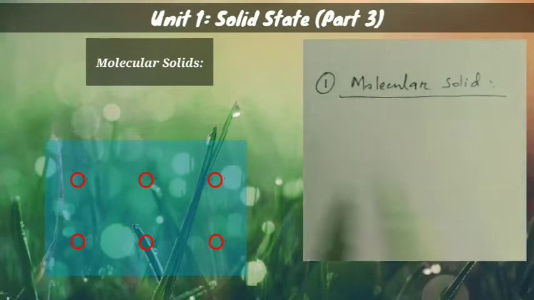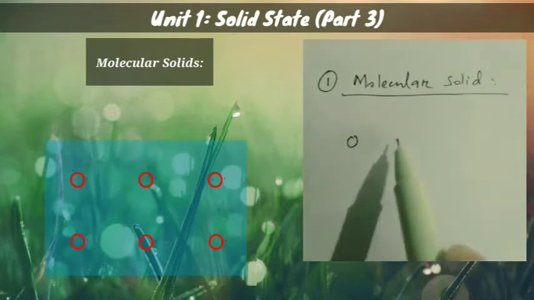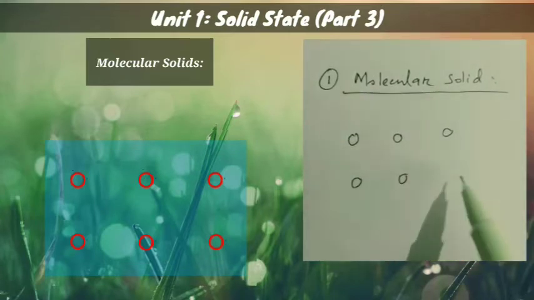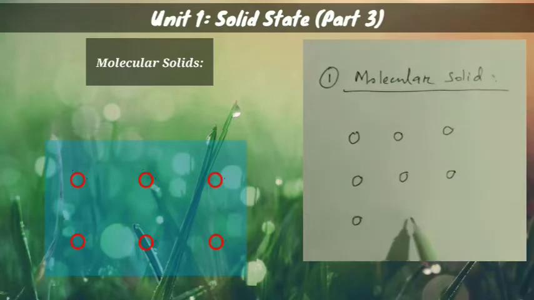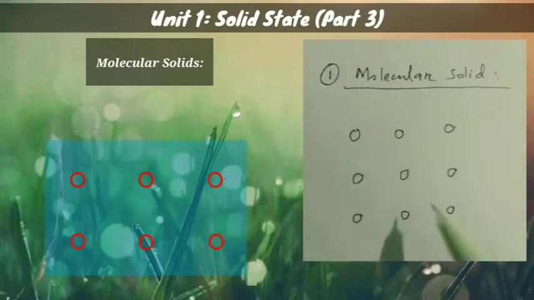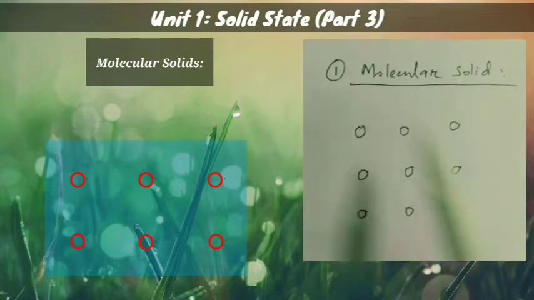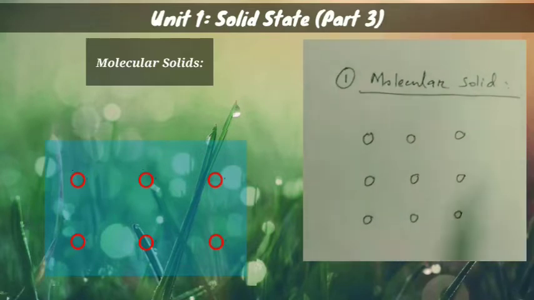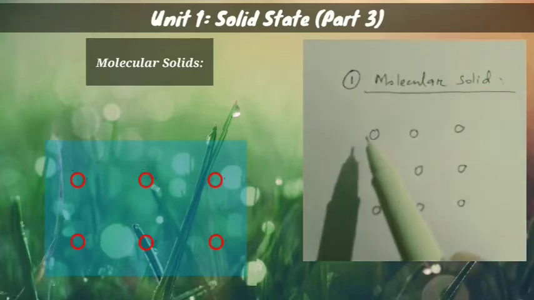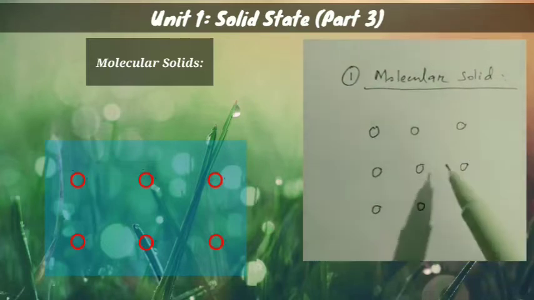Okay, so that means we know that in case of a crystalline solid, the constituent particles are going to give an ordered arrangement. Let's suppose this is that ordered arrangement. Here in case of molecular solids, these are the constituent particles.